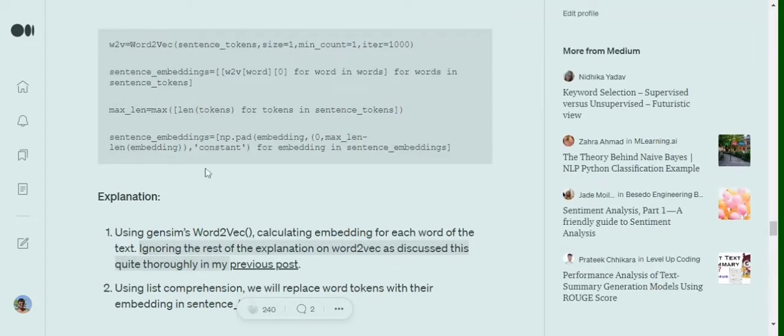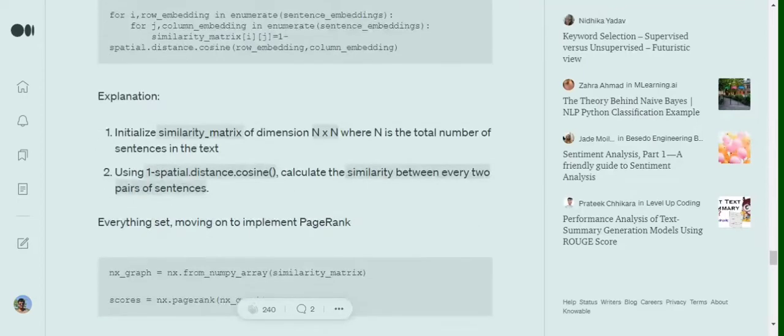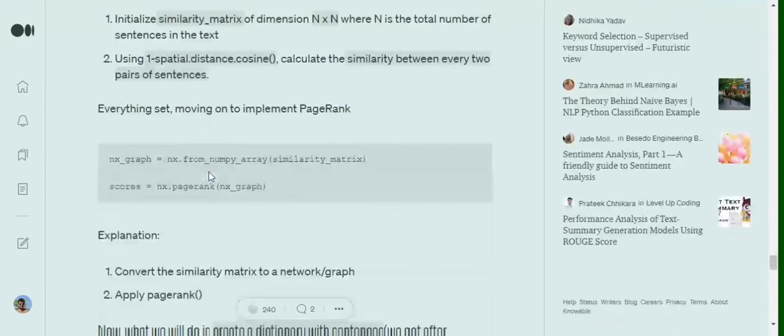Using this Word2Vec, we were able to calculate embeddings. We would be calculating a similarity matrix as we discussed earlier, using the cosine similarity as I was talking. So cosine similarity can't be calculated directly over text, so we need to convert it into embeddings and eventually use cosine similarity to calculate the similarity between two sentences.